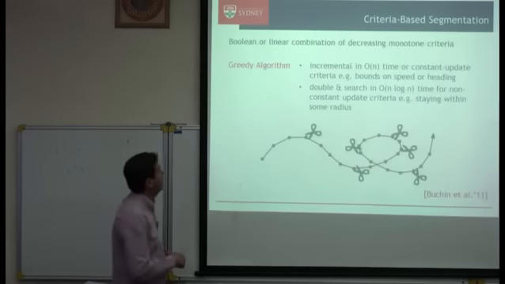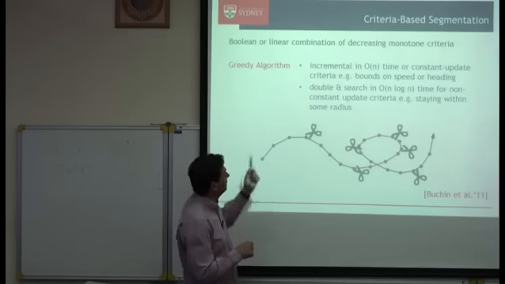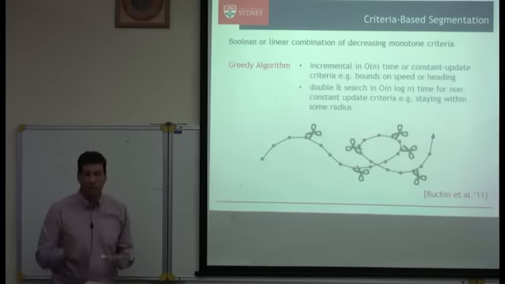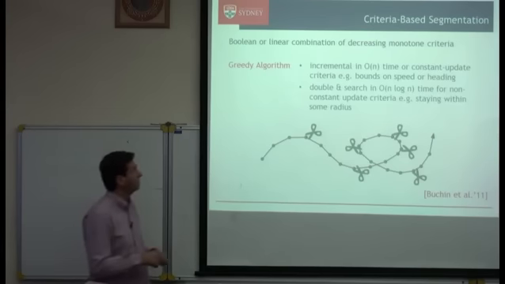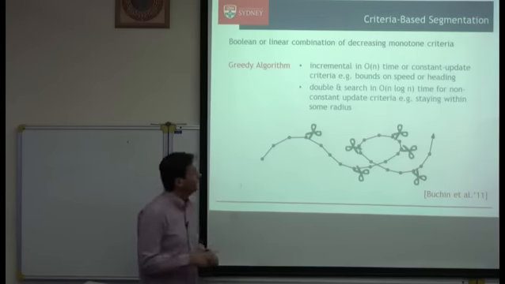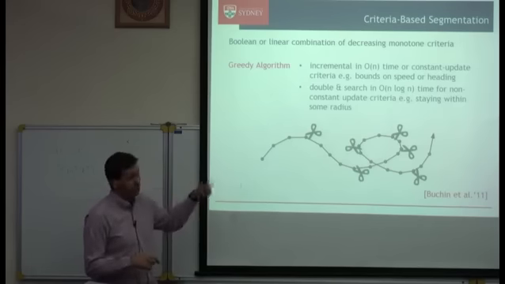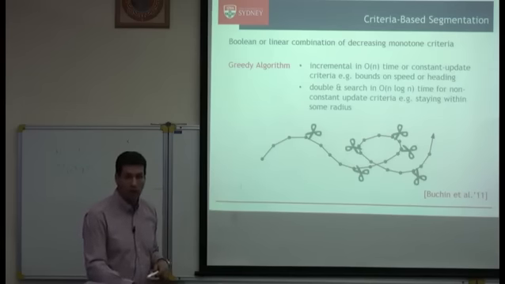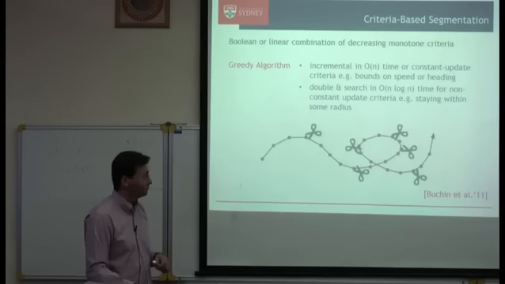Okay, so the nice thing is that you can actually handle a combination of decrease and monotone criteria using this. And again, you can do it either by pure greedy, or you can do some kind of exponential search and binary search.